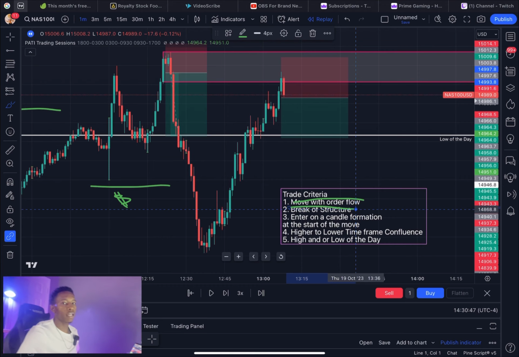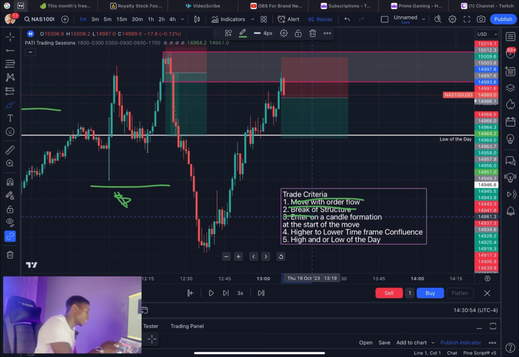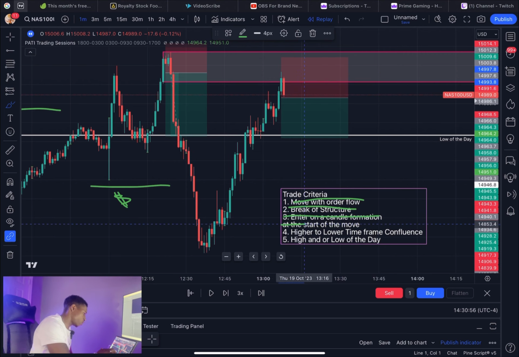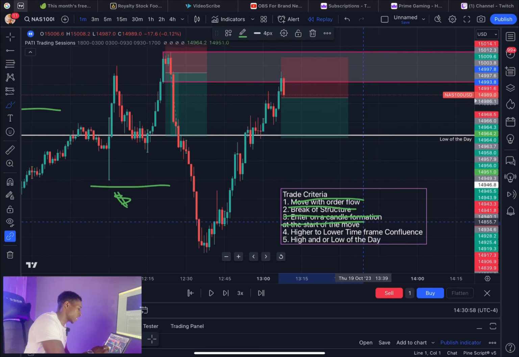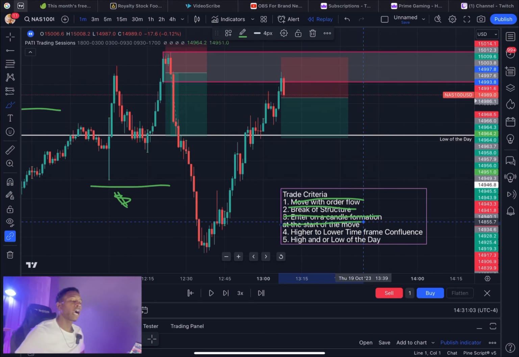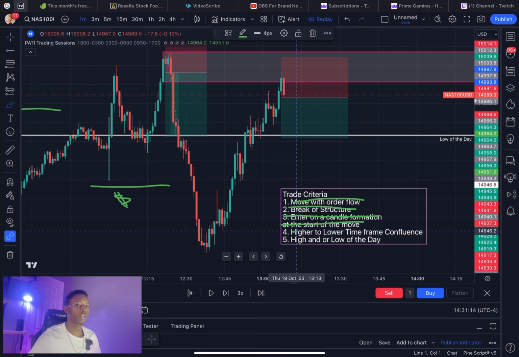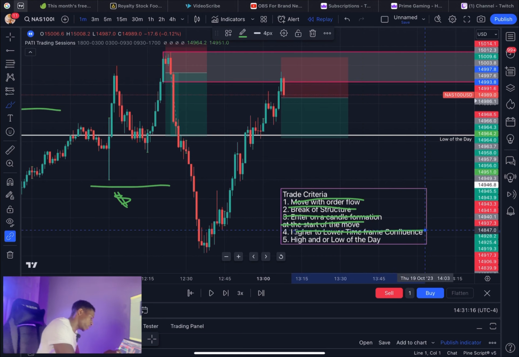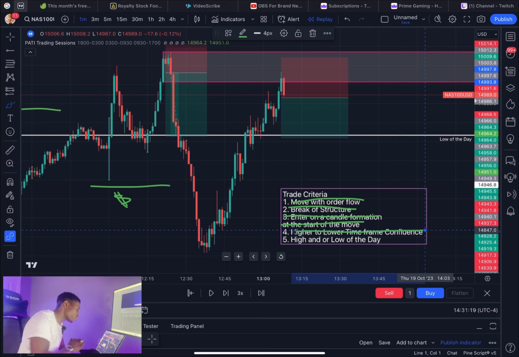We're going to enter on a candle formation, which is going to be a buy to sell or sell to buy. In this case, it's going to be a buy to sell. And we did that at the start of the move, right? So this is not after, this is not going down a little bit, it's right in our box area, so we're able to take it. Higher to lower time frame confluence, just like with the previous trade, we're still doing sales on the higher time frame, so it's best to keep on going with that trend and take sales. So yes, we definitely did this.